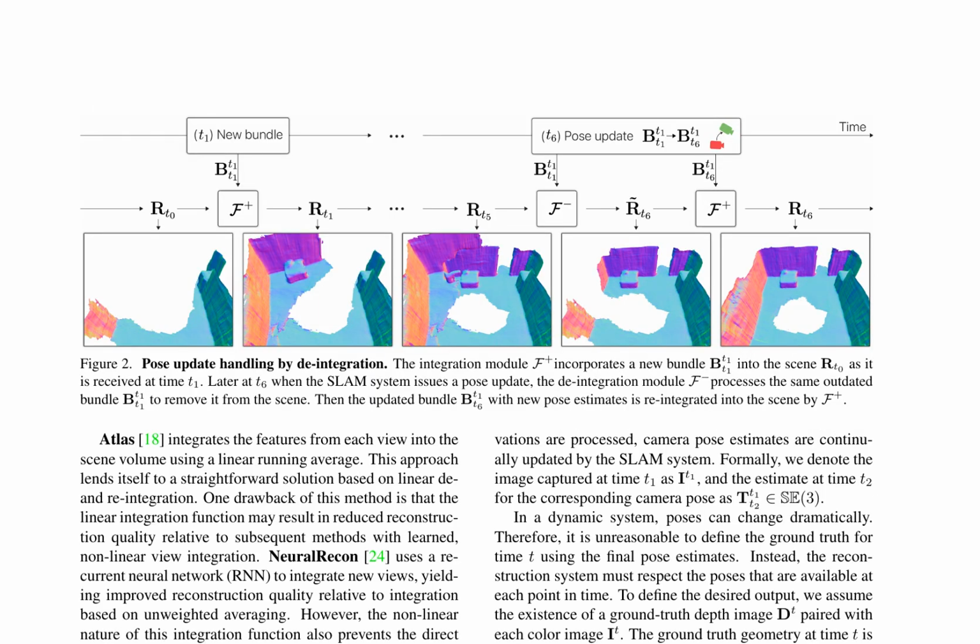The authors propose a novel approach to handling pose updates in online reconstruction systems, which is essential for real-time applications. They highlight the limitations of existing methods, including Atlas, Neural Recon, and VORTX, which either lack a mechanism for handling pose updates or require reconstructing from scratch at each time point, leading to significant computational costs.